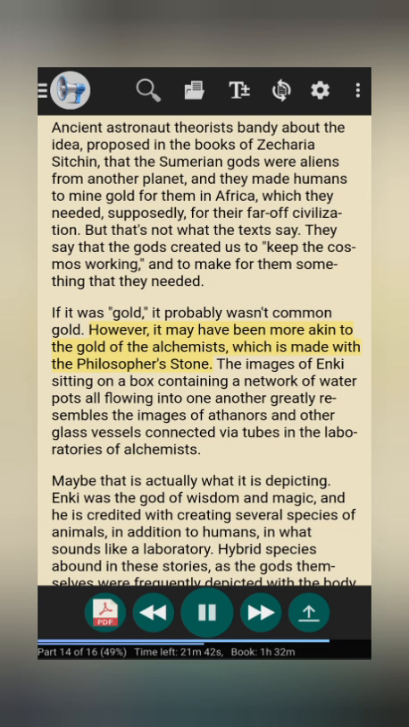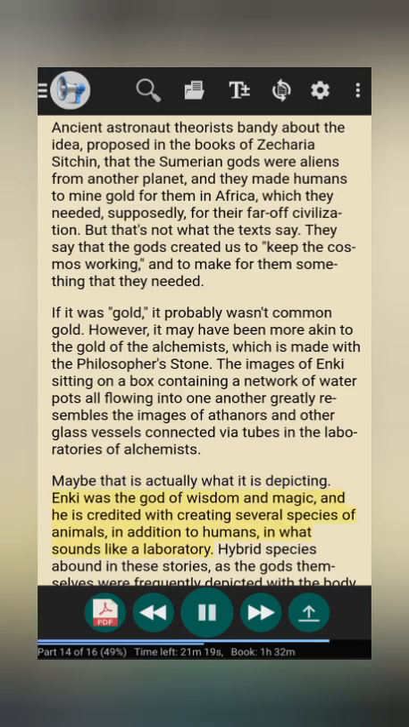However, it may have been more akin to the gold of the alchemists, which is made with the philosopher's stone. The images of Enki sitting on a box containing a network of water pots all flowing into one another greatly resemble the images of athanors and other glass vessels connected via tubes in the laboratories of alchemists. Maybe that is actually what it is depicting.